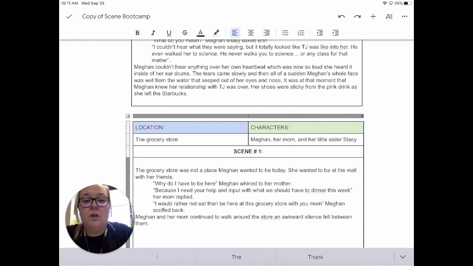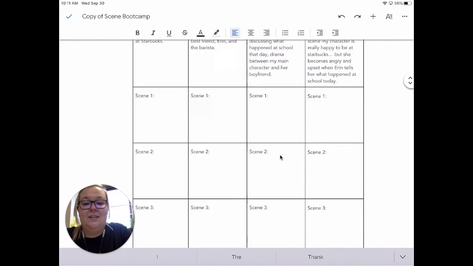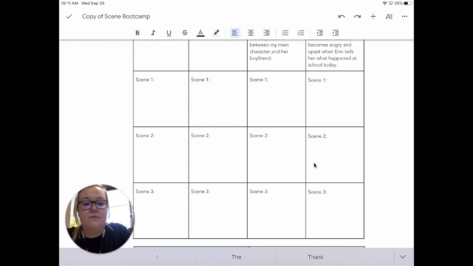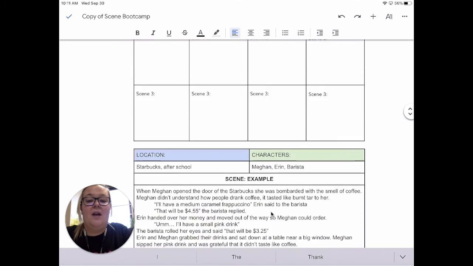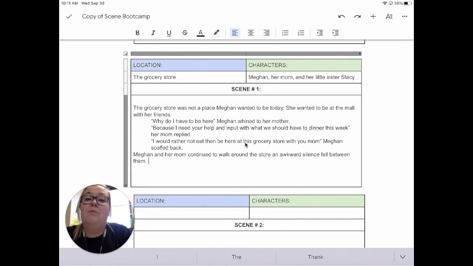So for today, this is what you need to get done. You need to get this planning done, so all of these boxes, and then your first scene, just your first one. We're going to type the other two tomorrow, and then we're going to turn this in.